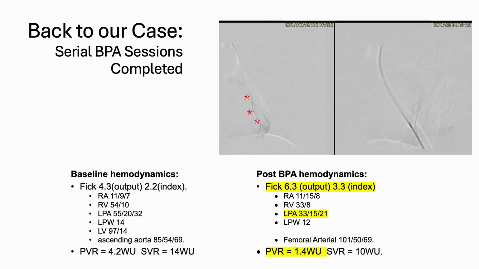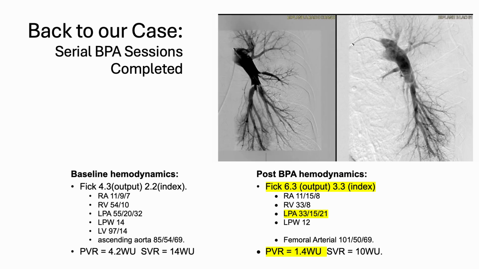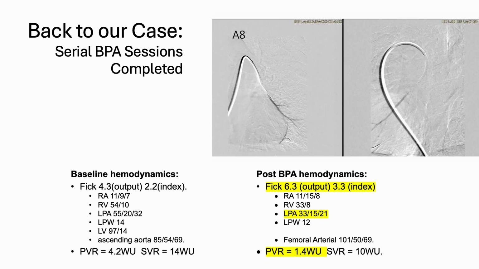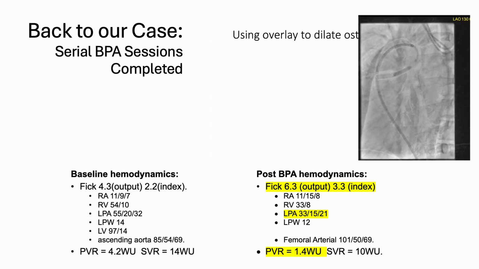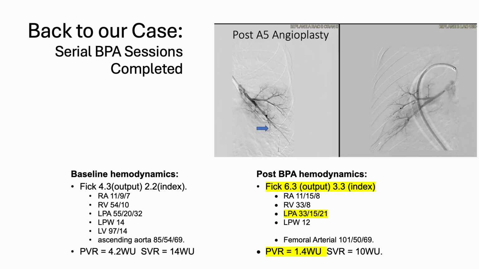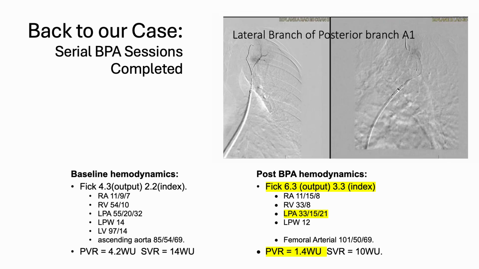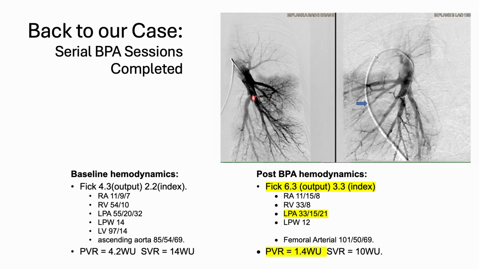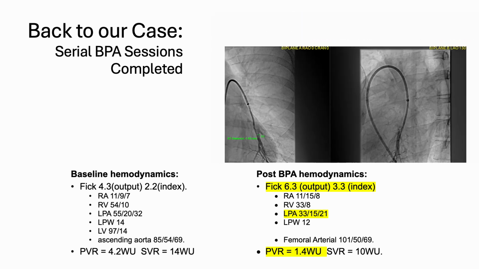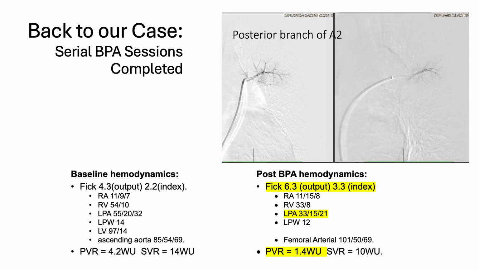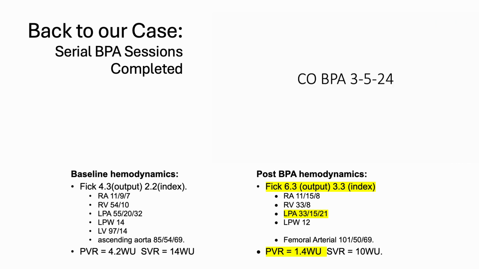And if you look at the mean pulmonary arterial pressure, it was able to be reduced from 32 millimeters of mercury down to 21 millimeters of mercury. And her pulmonary vascular resistance nearly normalized from 4.2 Wood units down to 1.4 Wood units. And so I think this is just further evidence that the data that's been published by other very successful operators can be applied to our patients as well.